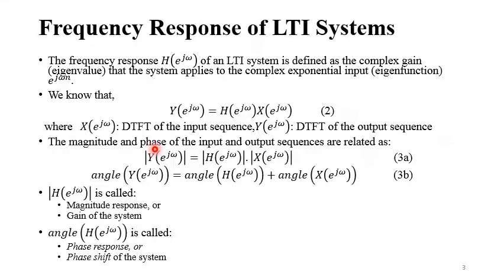So to find the magnitude, we take the absolute value of the left side, which is Y of e^jω. The absolute value of this will be equal to the absolute value of H of e^jω times the absolute value of X of e^jω. You understand how we take the absolute value or the magnitude of some complex quantity, right?